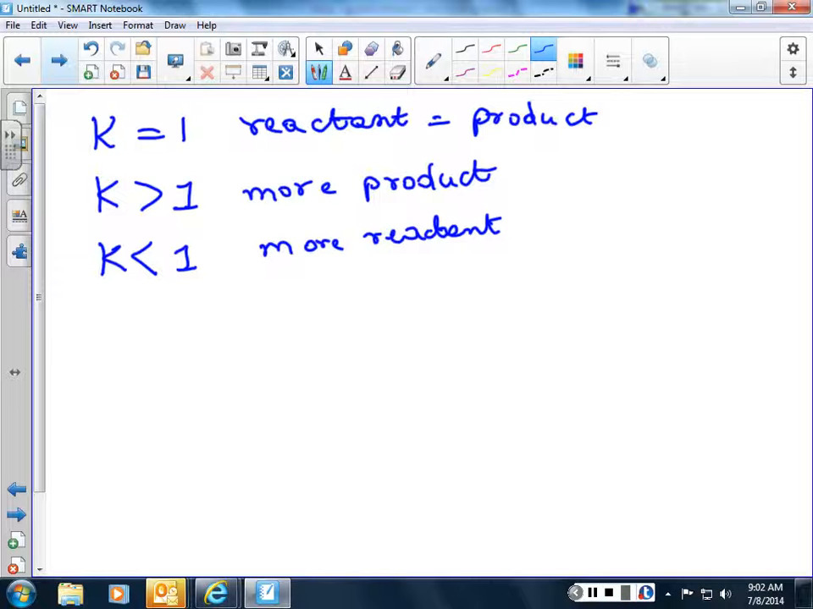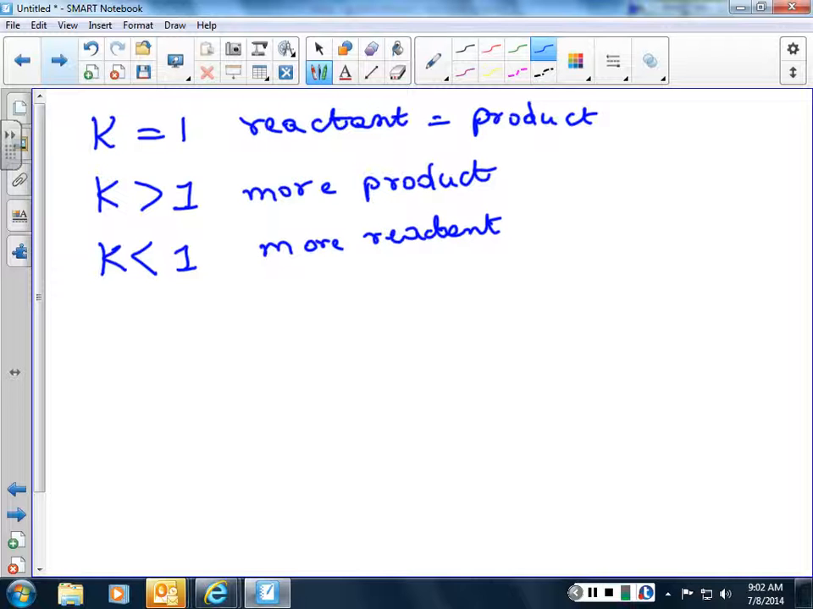This one, if it's negative 3, then it's less than 1. Correct, so it's going to be more reactant. So in this case, it's pretty straightforward. You save a lot of work because you don't have to do the calculation. But in reality, when you take a higher level class, you do the math and then you find out K. In this case, K is given to you.